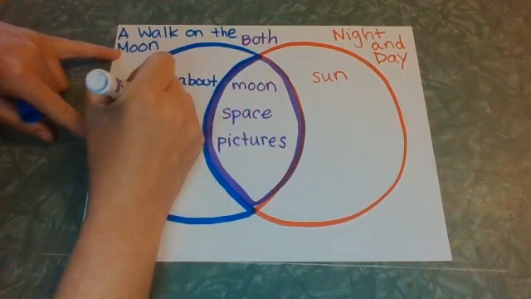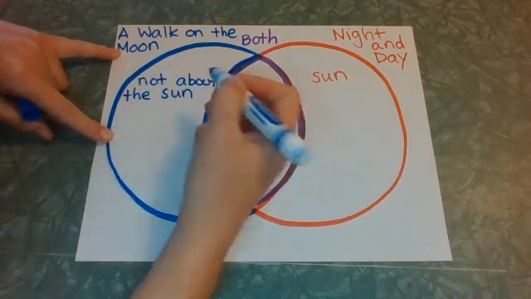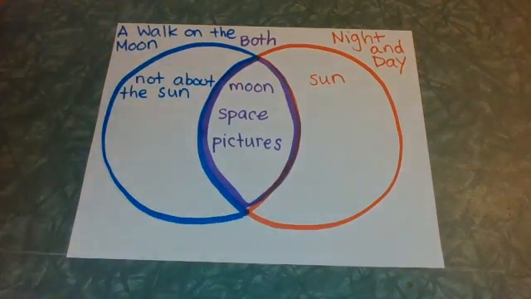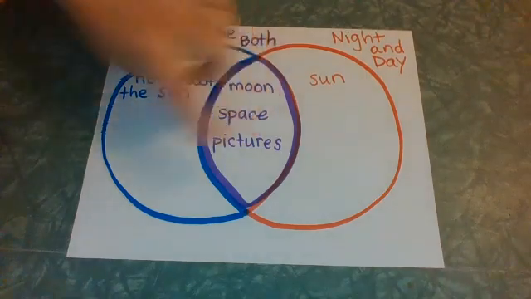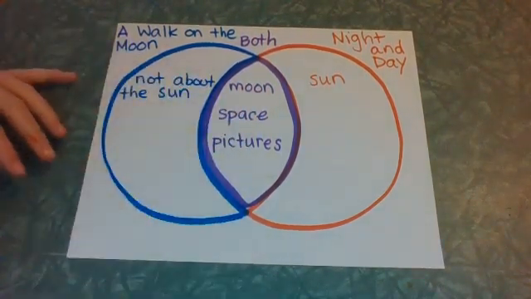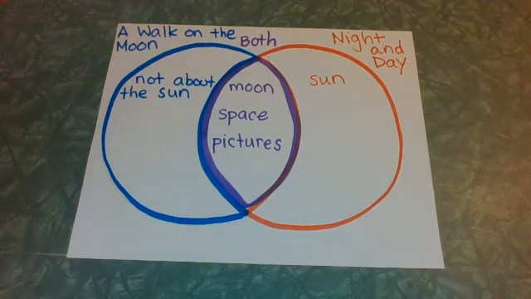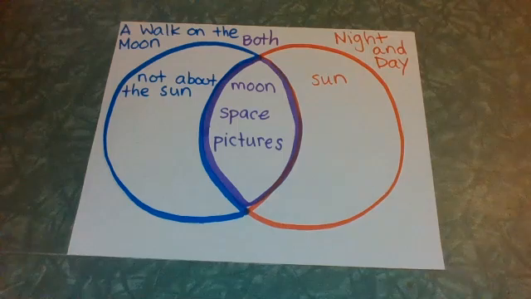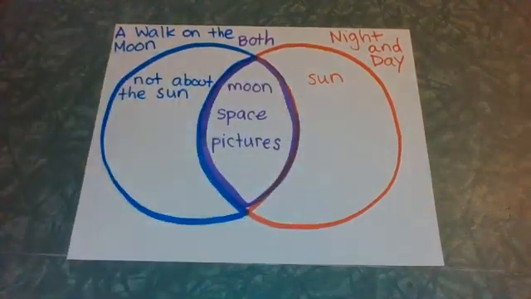In a Venn diagram, I don't have to write whole sentences. I don't have to capitalize or put in periods. Sometimes you just do one word. Sometimes you'll do a little sentence chunklet. All right. Now let's think about space. They both have space. What makes them different?